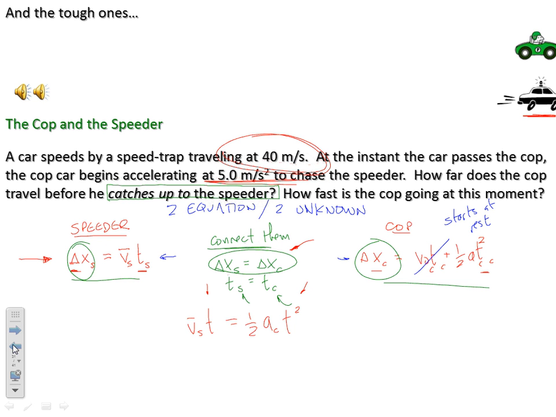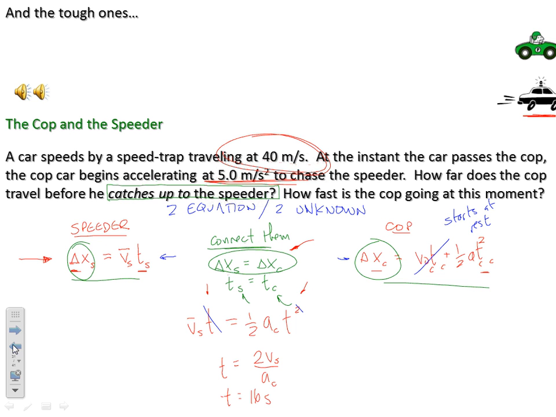That means we can, with some algebra, do this. And notice, we want to know how far does he go. Well, we don't have that expression yet, but what we can do is figure out how long it takes before these guys catch up to each other, or before the cop catches up to the speeder. t equals 2v speeder over a cop. 2v speeder, that's 80 meters per second, divided by 5, that's 16 seconds.